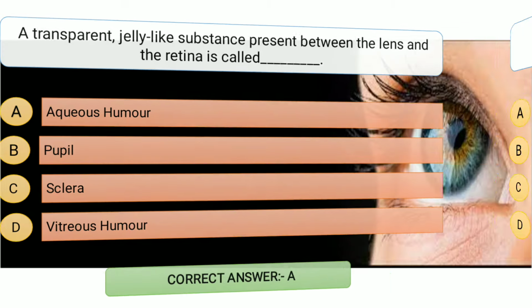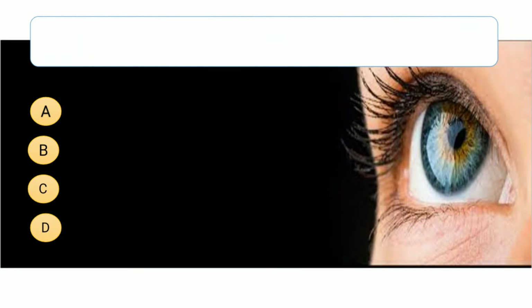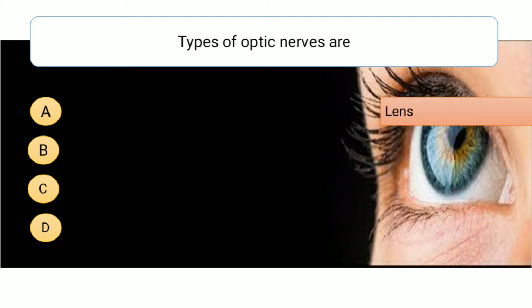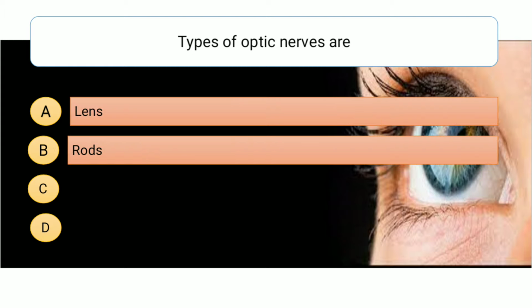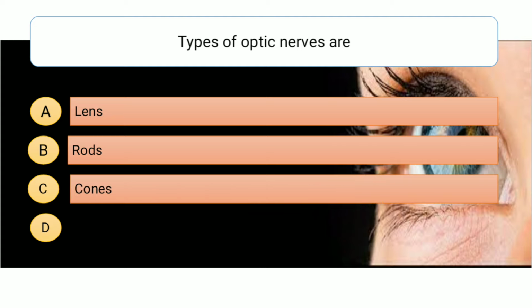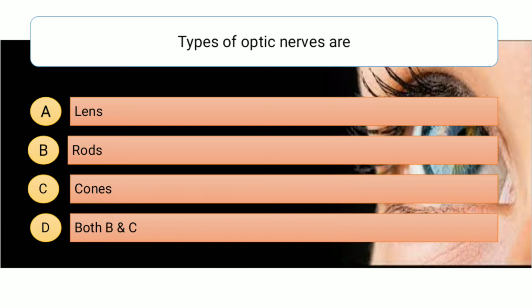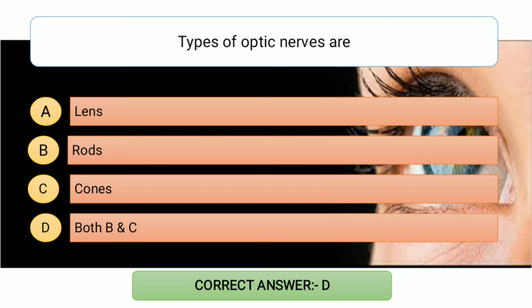Okay, then this is the 15th and the last question. The question is: types of optic nerves are, and the options are A lens, option B rods, option C cones, or option D both B and C, that is rods and cones. So students, the right answer for this question is option D, that is both rods and cones.